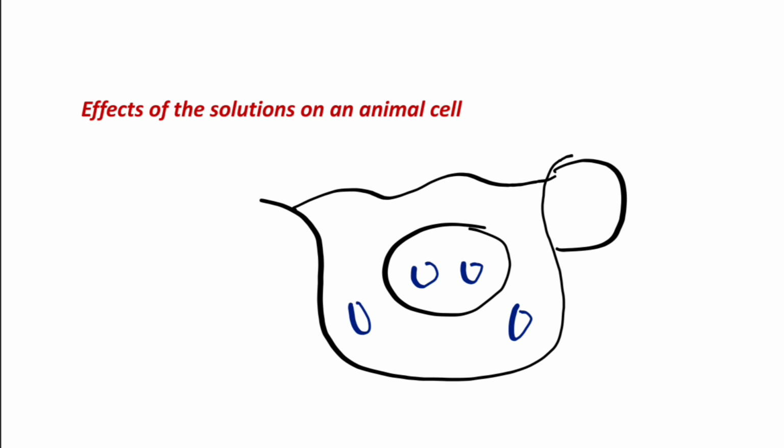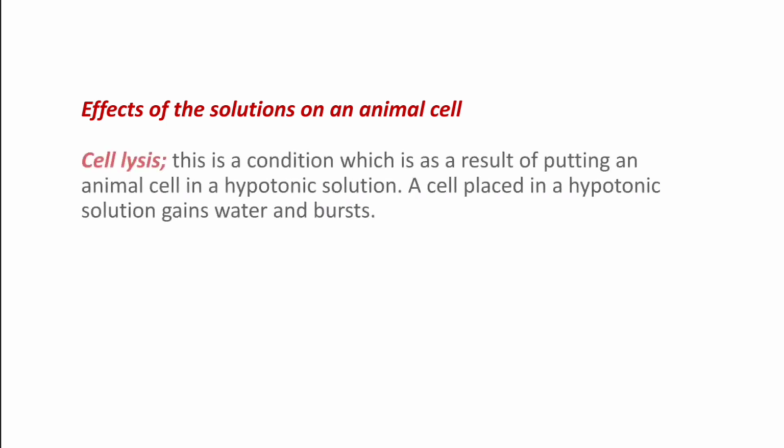That is why I said that, note that isotonic solution has got no effects on an animal cell or a plant cell. When you put an animal cell or a plant cell in an isotonic solution, nothing will happen. Keep that in mind. Now let's look at effects of the solutions on an animal cell. So we're going to first focus on an animal cell.